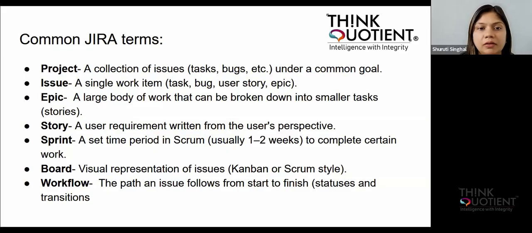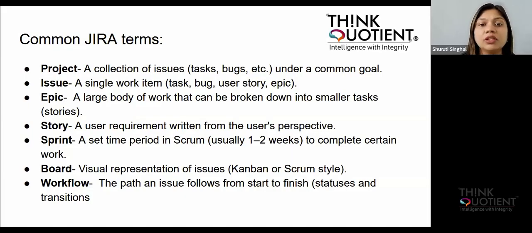Then we have an epic. An epic is a large body of work that can be broken into smaller tasks. For example, I say that I have to verify my login functionality. Then in that, I could have small tasks. For example, I'm verifying whether the credentials are working fine. Then I'm verifying whether the forgot password feature is working fine. So these are small tasks that can come under login functionality. Then we have another thing that is called a story.